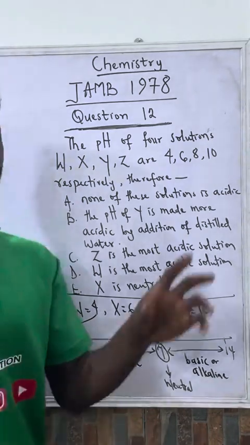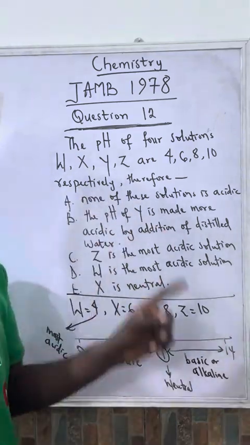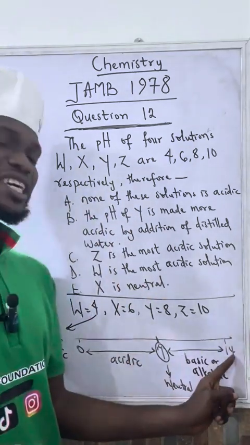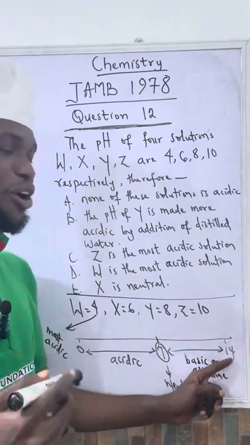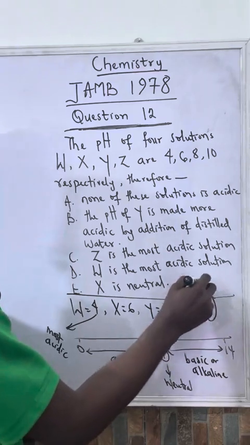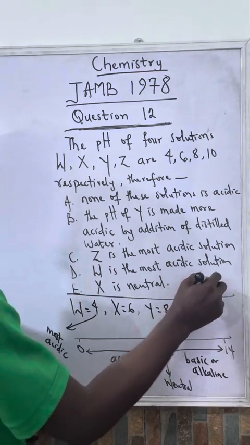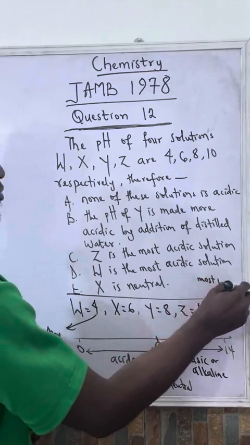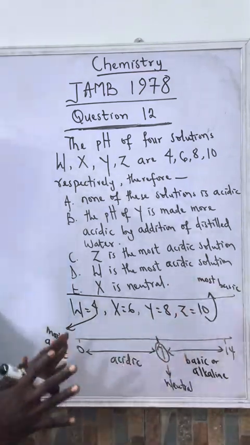So the one with the highest pH is the most basic. That is, the closer you are to 14, the more basic you become. So that means this one with 10 is the most basic. So at least keep this information for now.